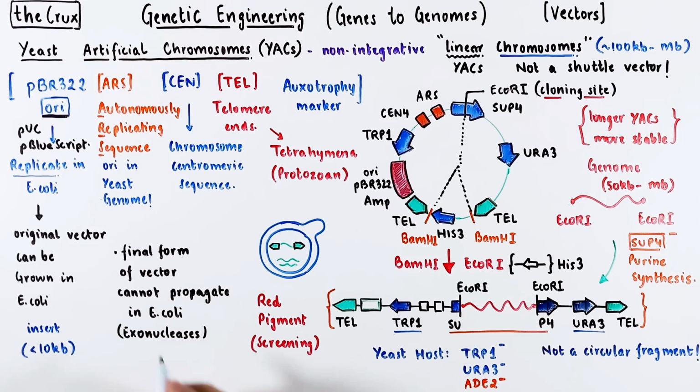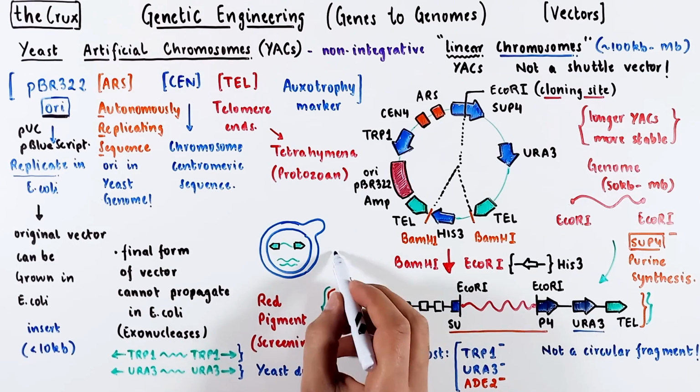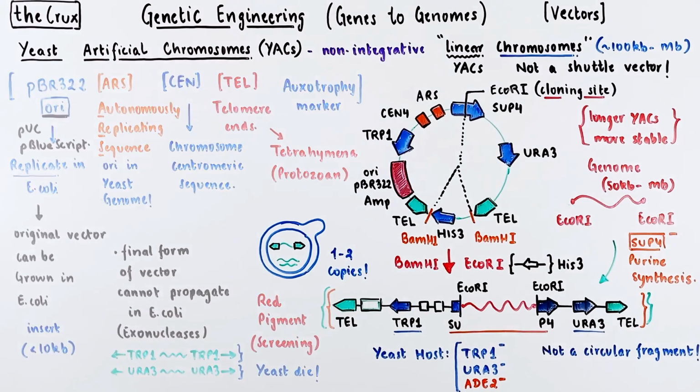A side note, you can also have TRP1 on both sides or URA3 on both sides. Since the host is negative for at least 2 marker genes, yeasts without the correct YAC will die, and only the correct ones live, with about 1 or 2 copies per cell.